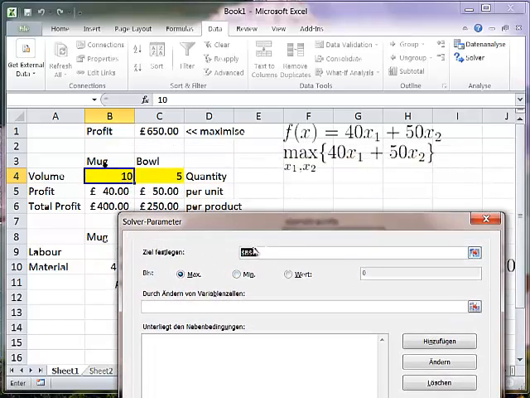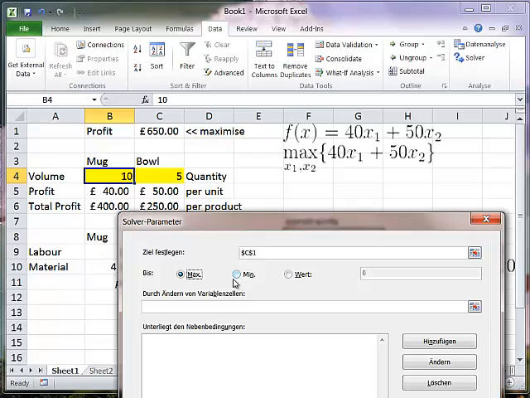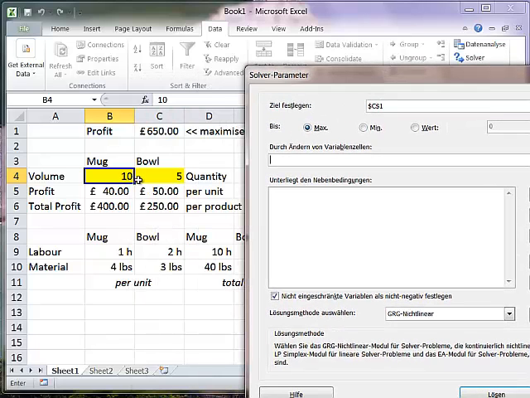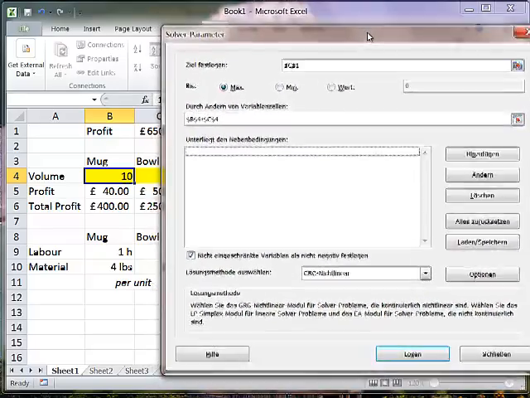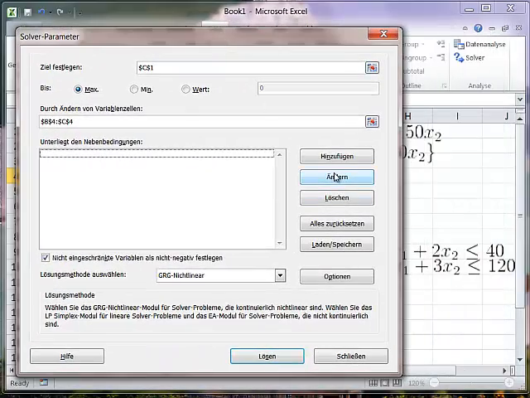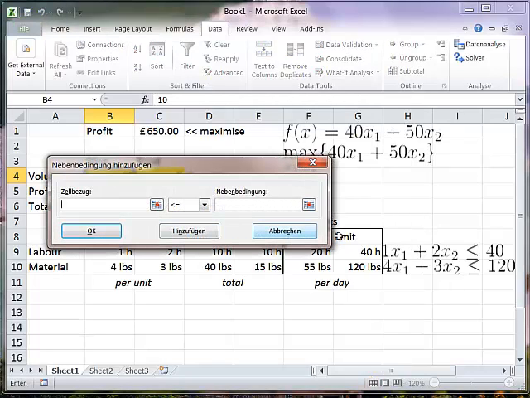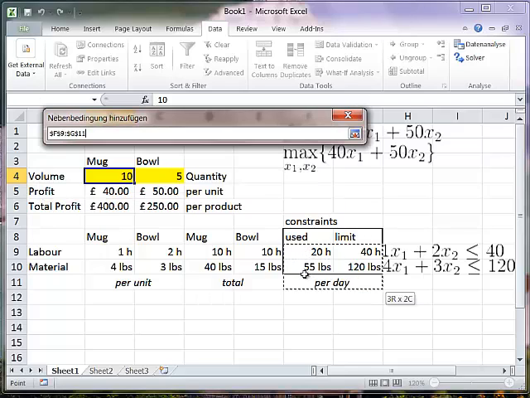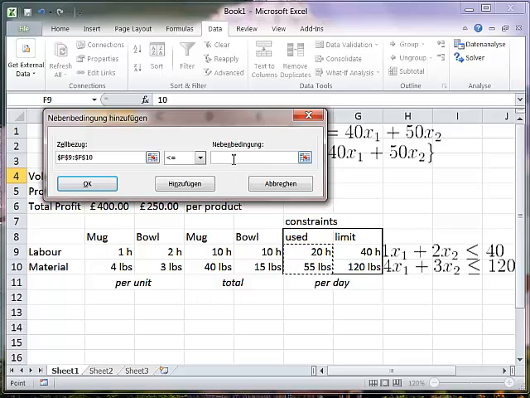the objective is to maximize the profit. So we want to maximize, not minimize. We could also go to a certain value. Then the decision variables, these two cells, B4 and C4. Now we need the constraints. So we add a new constraint. Well, actually we're going to add both in one go. So we do know that the used material and time must be smaller than their limits.